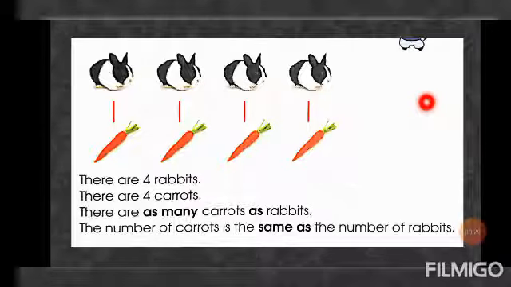There are some rabbits and there are some carrots. Let's count. 1, 2, 3, 4. Yes, these are the 4 rabbits. Let's count how many carrots are there. 1, 2, 3, 4. Yes, look at here. These are the same. These are having the equal numbers. Yes, there are 4 rabbits and there are 4 carrots. There are as many carrots as rabbits. The number of carrots is the same as the number of the rabbits.